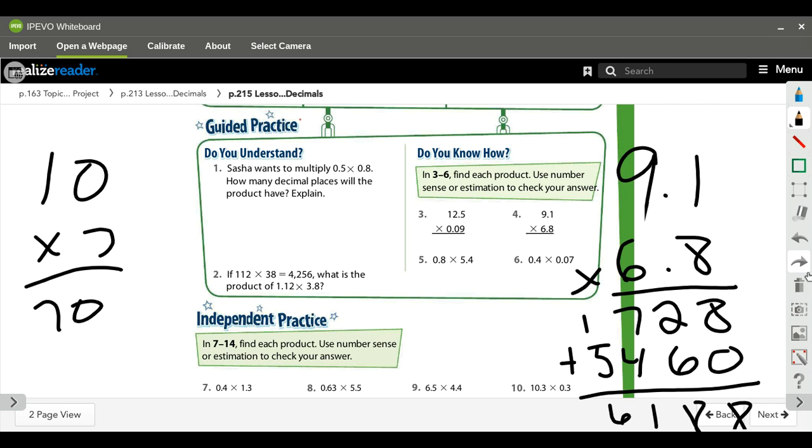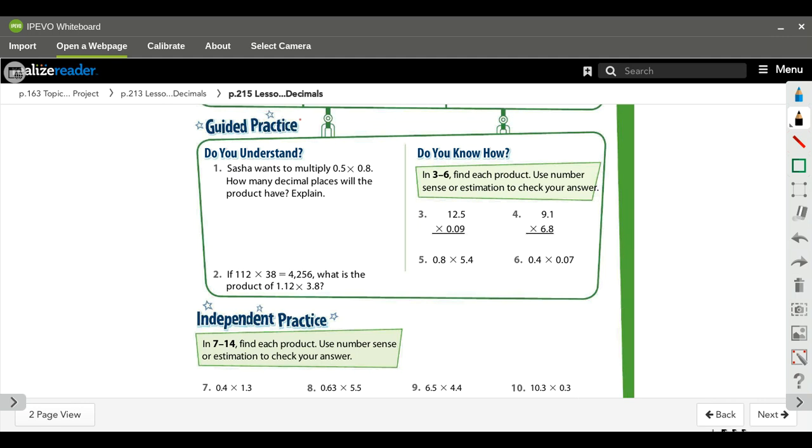So now I have to worry about the decimals. I have one value here behind the decimal and one value here behind the decimal for a total of 2 digits in my factors behind the decimal. So my product needs to have 2 digits behind the decimal, which means my answer is going to be 61 and 88 hundredths. When I compare that to my estimation, my answer is reasonable.